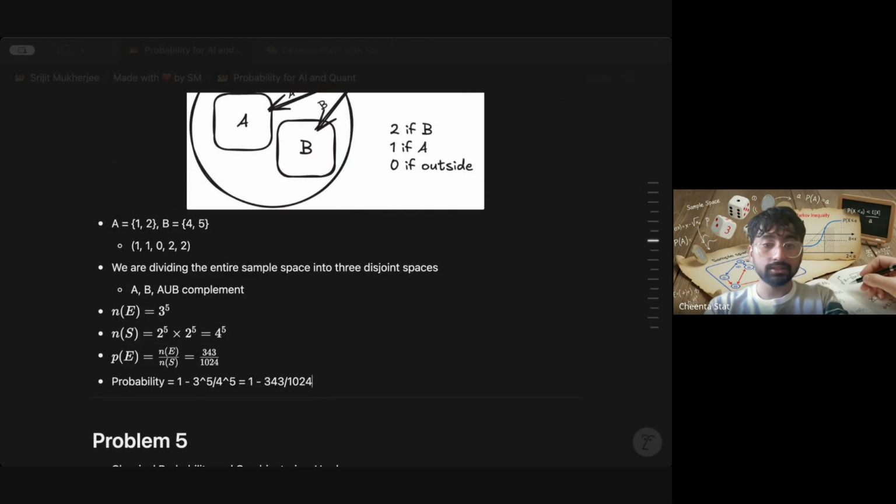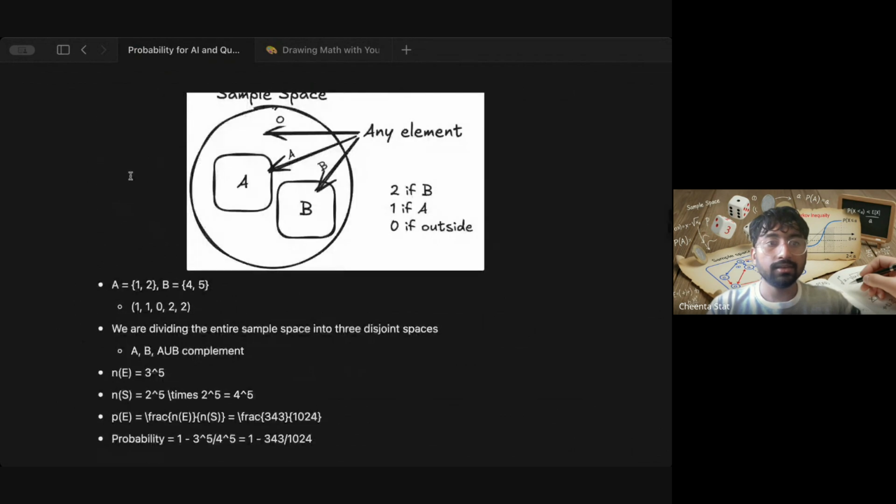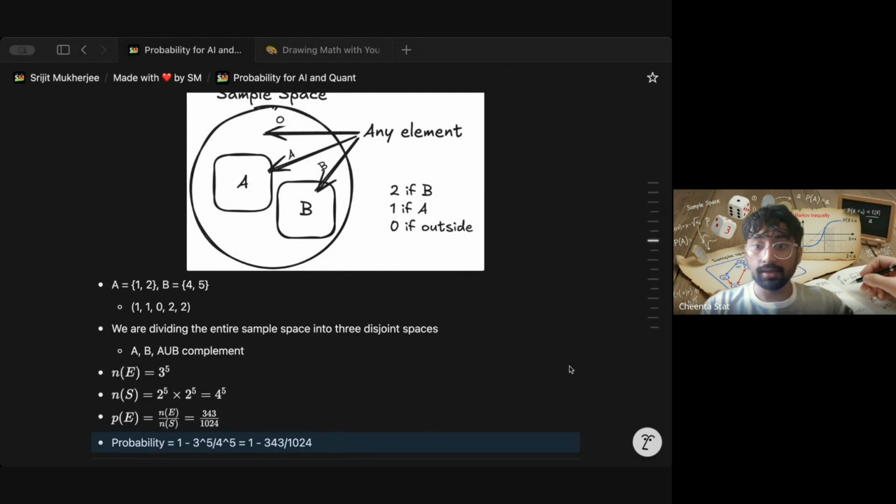Beautiful, right, guys? Also understood this? Did you like this problem? Absolutely. I always draw diagrams, guys. That's why I always tell you to draw diagrams. Visual is very important. Tree diagrams, very important.